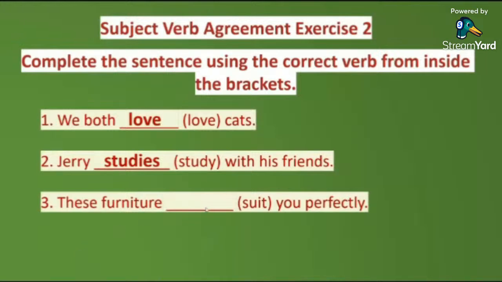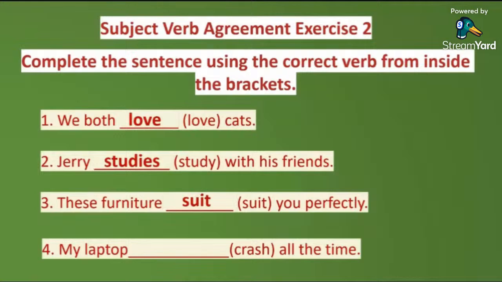Number 3. This furniture blank you perfectly. Answer is, this furniture suits you perfectly.